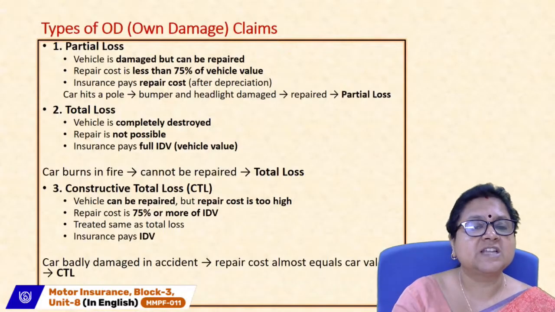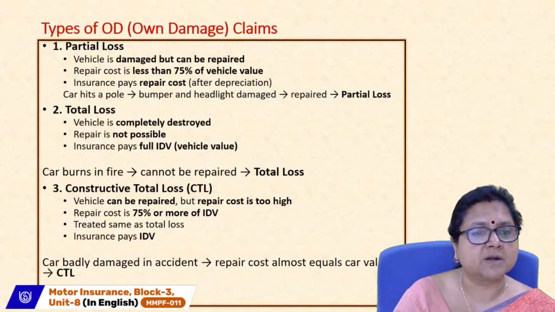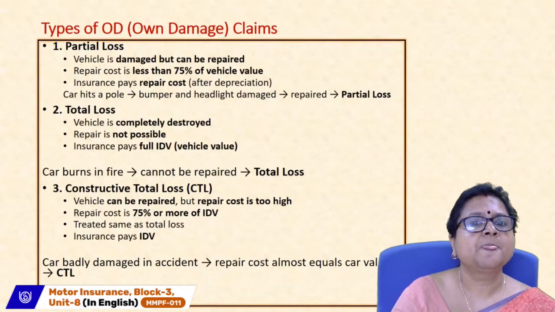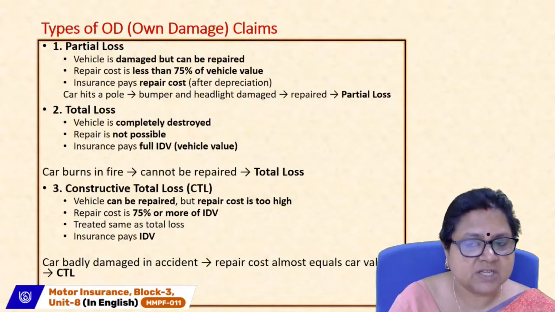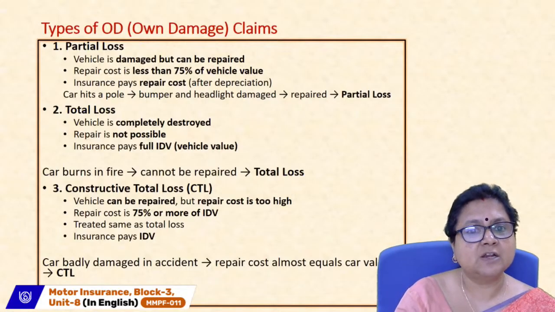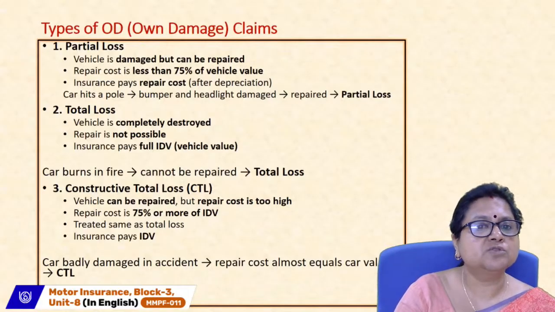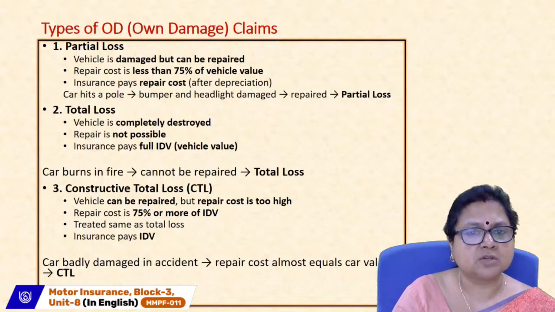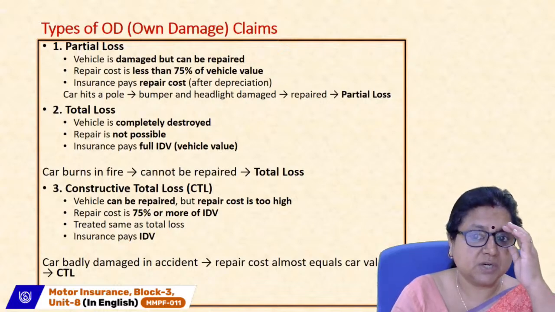So, the vehicle is damaged but can be repaired. The repair cost in this case is less than 75% of the vehicle value. We have now discussed how we are going to calculate the vehicle value: vehicle value minus the depreciation cost. So insurance pays the repair cost, that is, after depreciation.